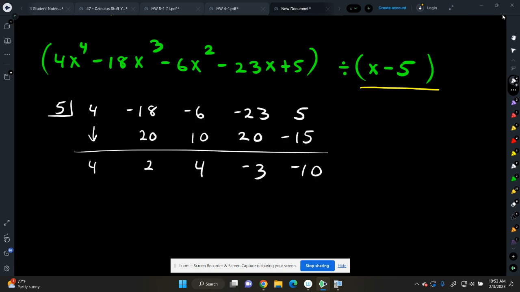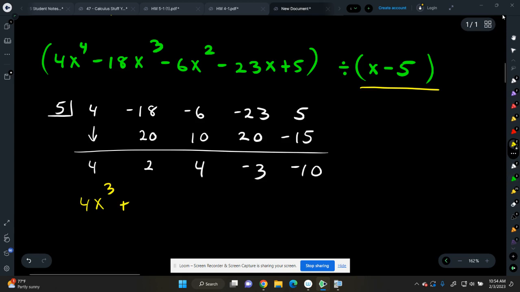Of course, we're not finished, right? Because this is division, so our answer has to be in some sort of polynomial. Yes, 4x to the third. Let me just remind you, we started off to the 4th power. So when we divide using synthetic division, our answer is going to be to the 3rd power. It's always 1 less than we started with.